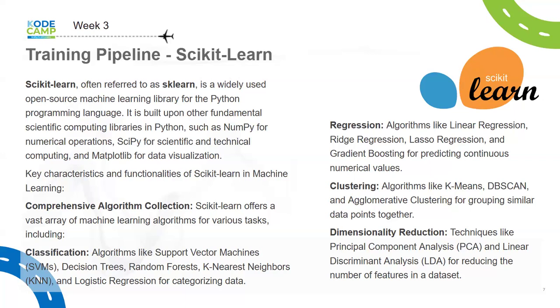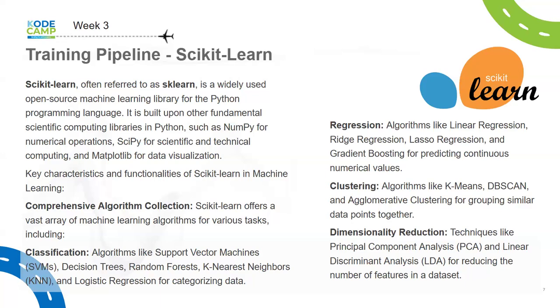So like I said, it's built on Python libraries that we've already looked at, such as NumPy, which we use for numerical operations, SciPy, which is for scientific and technical computing, and it's also built on Matplotlib for data visualization. So it's a comprehensive collection of algorithms. It gives you a vast array of different machine learning algorithms for different tasks. So for example, for classification tasks, it will give you algorithms like support vector machines, which we will talk about and explain what that means. Decision trees and random forests.